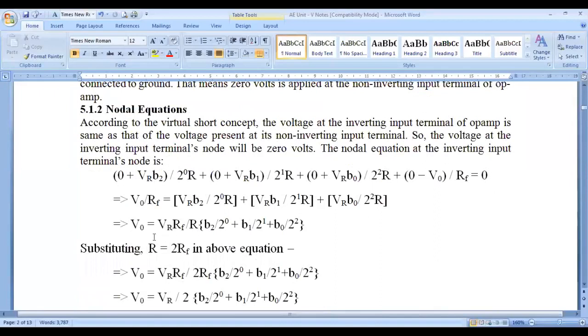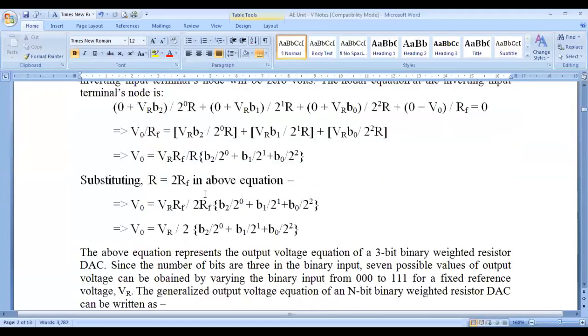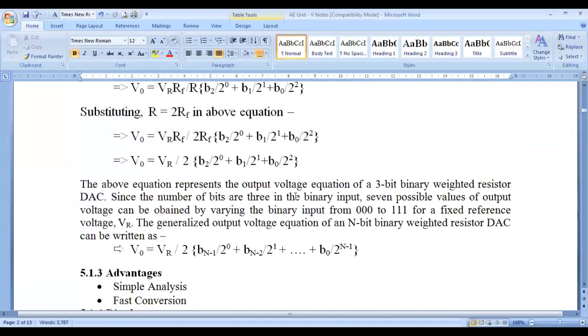After doing this manipulation, we are getting V0 equal to VR RF divided by R into B2 divided by 2 power 0, where 2 power 0 is 1. This becomes B2 plus B1 divided by 2 plus B0 divided by 4. Substituting R equal to 2 RF in the above equation, we get V0 equal to VR by 2 into (B2 by 1 plus B1 by 2 plus B0 by 4). The above equation represents the output voltage equation for a 3-bit binary weighted resistor DAC.